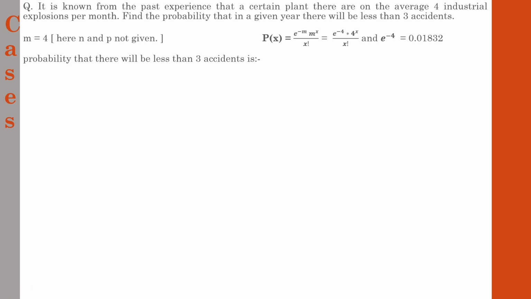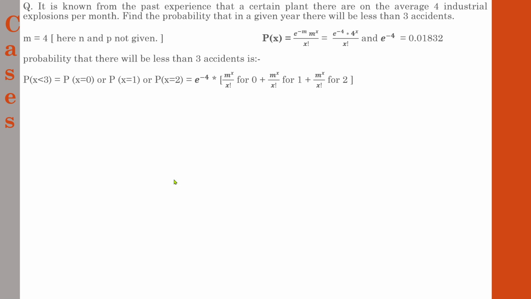So you are asked to find the probability of less than 3 accidents. What is the meaning? Less than 3 accidents means: what are the numbers of accidents that can happen? Less than 3 means 0, no accidents might happen, or 1 accident can happen, or 2 accidents can happen. Since it is mentioned the probability of less than 3, we are not including 3. That will be much better.